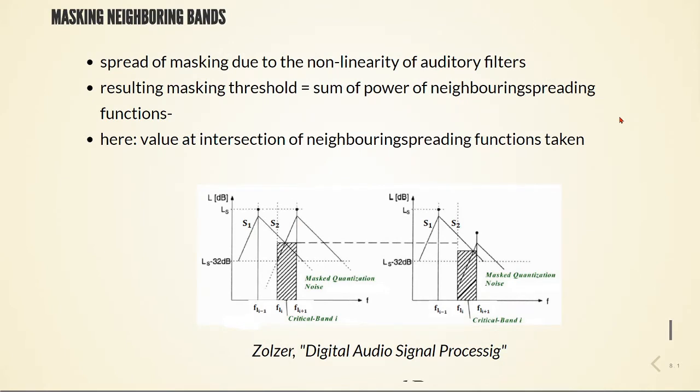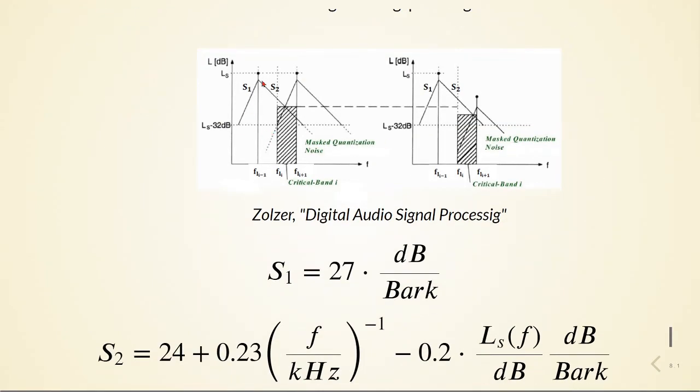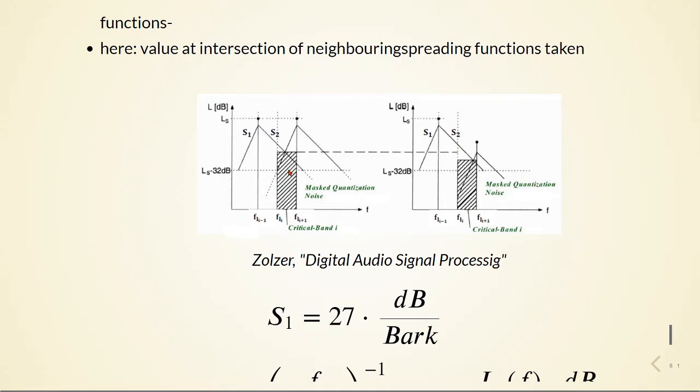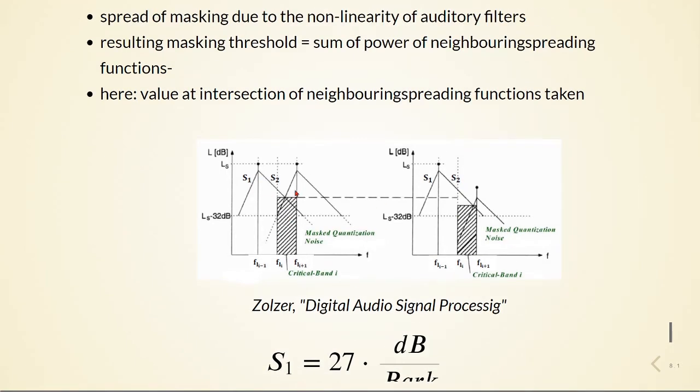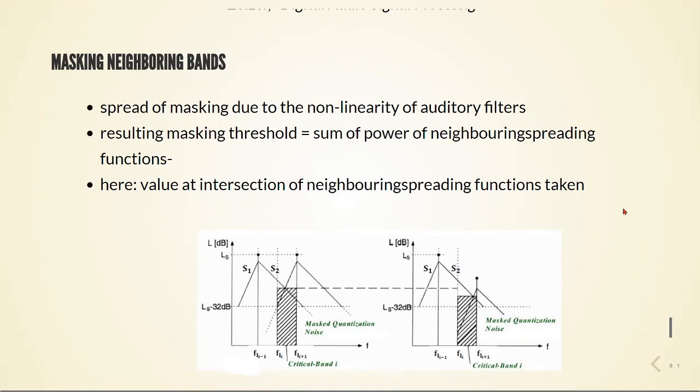Here we also see the spread of masking due to the nonlinearity of auditory filters, and the resulting masking threshold is the sum of power of neighboring spreading functions. And we see that we have a lower slope that is equal to 27 dB per bar and an upper slope that is given by this equation here. And we see that there is this interference of these two spreading functions when we consider masking of neighboring bands.